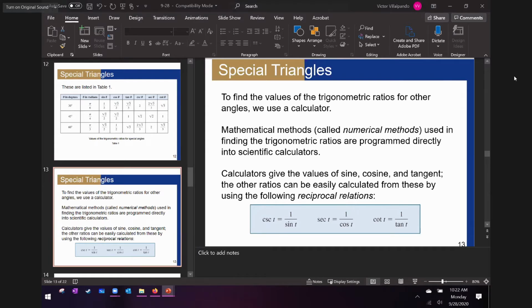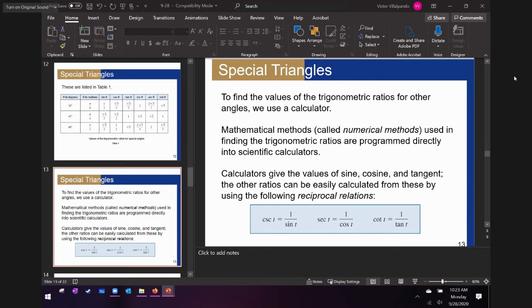Now, what do we have? Some more literature. To find the values of trigonometric ratios for other angles, we use a calculator. Mathematical methods called numerical methods used in finding the trigonometric ratios are programmed directly into scientific calculators. Calculators give the values of sine, cosine, and tangent. The other ratios can easily be calculated from these by using the following reciprocal relations.